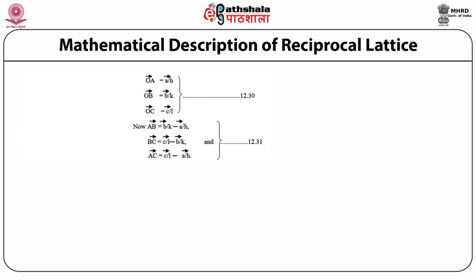Now, vector AB is equal to vector b by k minus vector a by h, and vector BC is equal to vector c by l minus vector b by k, and vector AC is equal to vector c by l minus vector a by h, which is put as equation 12.31.